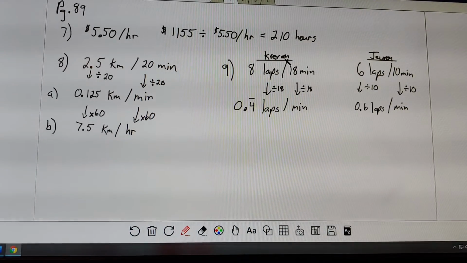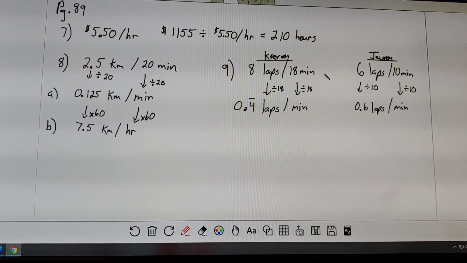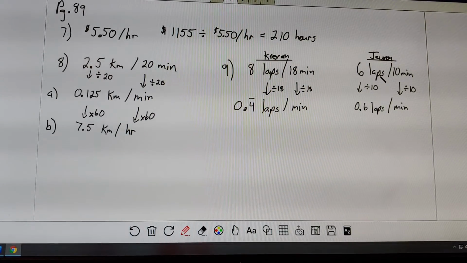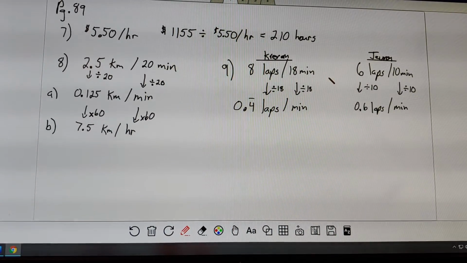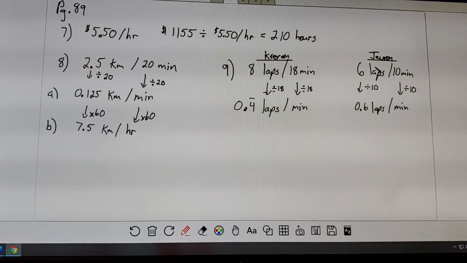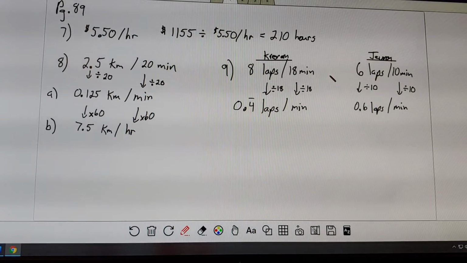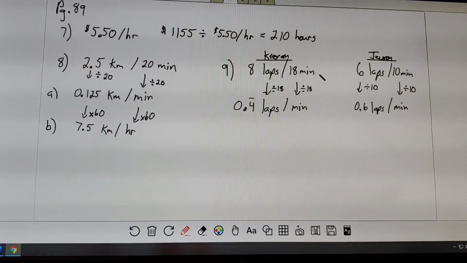Number 9, Kieran ran 8 laps in 18 minutes. Javon ran 6 laps of the track in 10 minutes. And then who had the greatest average speed? So average speed, we want to know how many laps per minute, because this is all the laps in all the minutes for both of them. We want to know basically if they kept the exact same pace all the way through, how many laps would they do in 1 minute. So basically they're saying make a unit rate for their speeds.